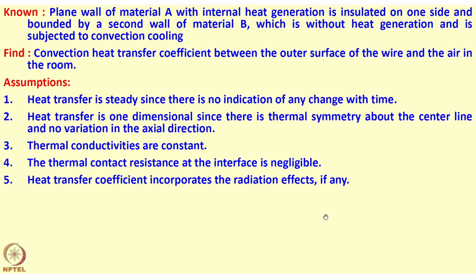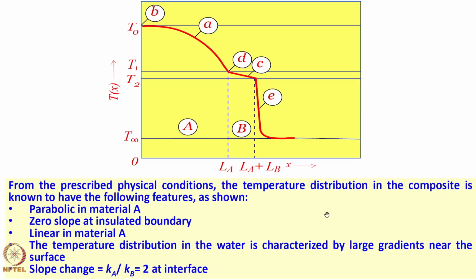Let us take a look. We have assumptions here: 1D steady state conduction, okay. Symmetry at x equal to 0, no variation in axial direction, we have thermal conductivities which are constant, negligible contact resistance, heat transfer coefficient is constant on the outside, and if at all there is radiation, it is taken care of by the heat transfer coefficient value. And qualitatively, this is how my temperature profile looks, even without putting a single number, I will be able to say that in material A I would have a parabolic relationship, in material B I would have a linear relationship, and then this is just convection. Okay.